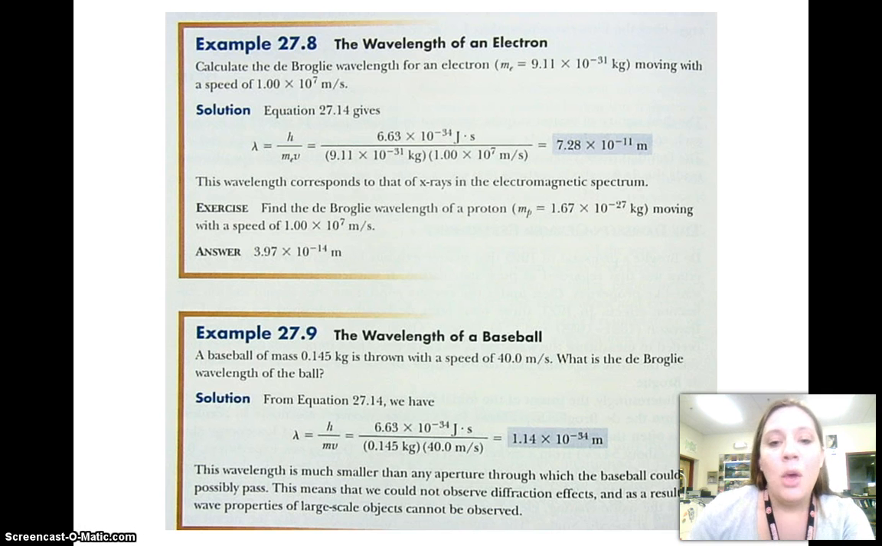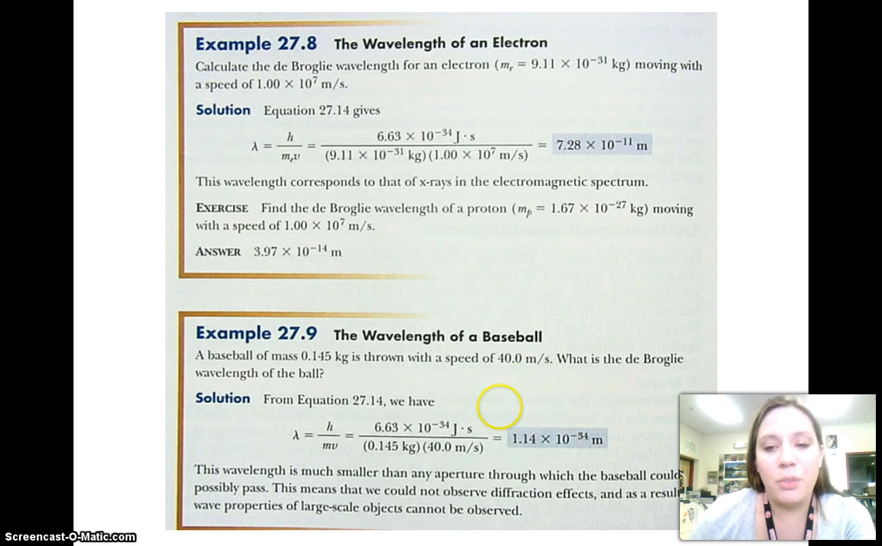We can also then calculate the de Broglie wavelength for large particles. Okay, so like a baseball that has a mass of 0.145 kilograms and is thrown with a speed of 40 meters per second. We use the same equation, plug in the information here, and we get a de Broglie wavelength that is 1.14 times 10 to the negative 34th meters. Okay? Now, it's obvious, and we should know, that this wavelength is relatively a lot smaller than the size of a baseball.